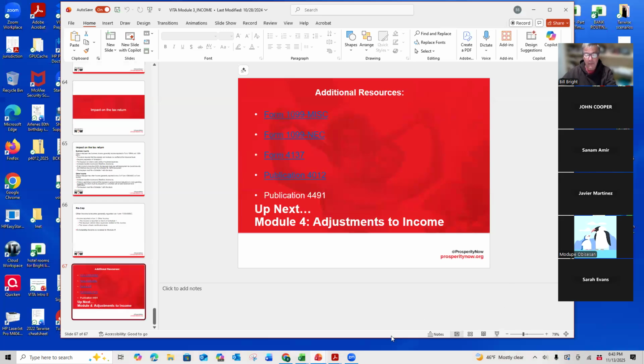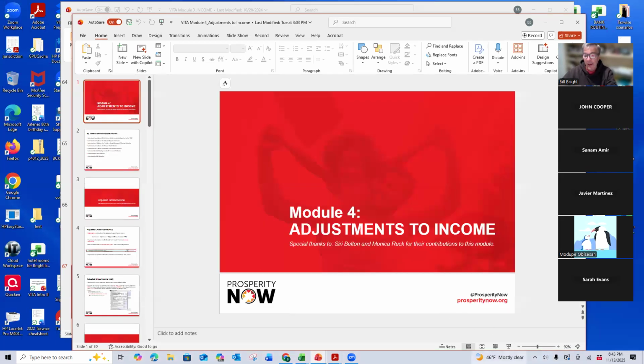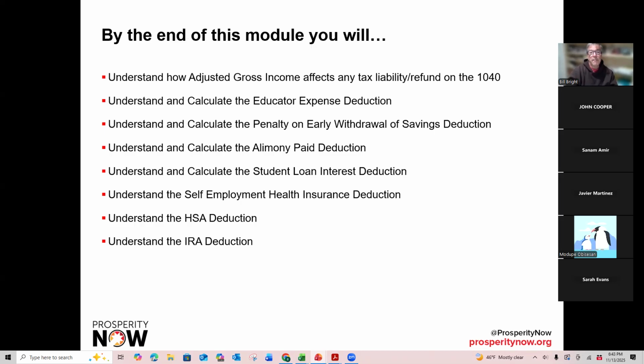So now we're going to talk about adjustments. So how do we get the income number down? That's the whole point. We want to get that taxable number as low as we can using the available adjustments to income. So again, adjusted gross income affects any tax liability on the 1040. So these are the main ones that we'll be dealing with: the educator expense, penalty for early withdrawal, alimony paid deduction, student loan interest deduction, employee health insurance deduction, the HSA, and the IRA. We don't see a lot of any of these, but we do see enough of them throughout the year.